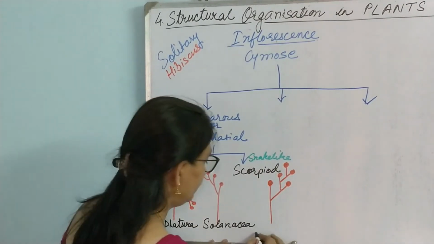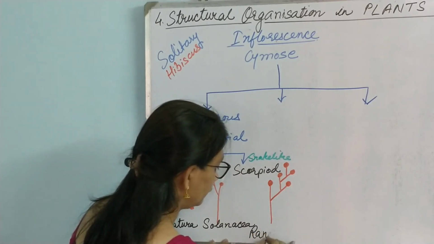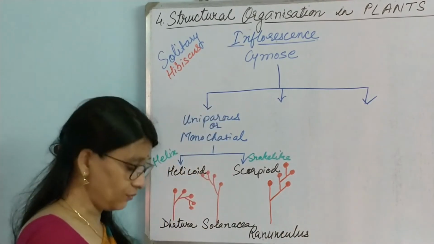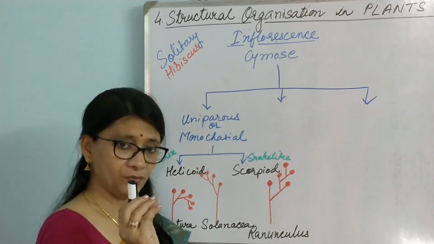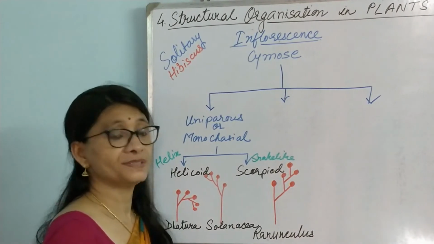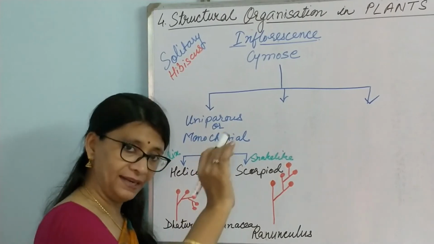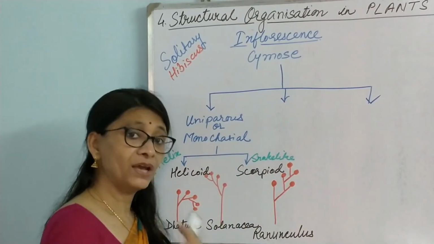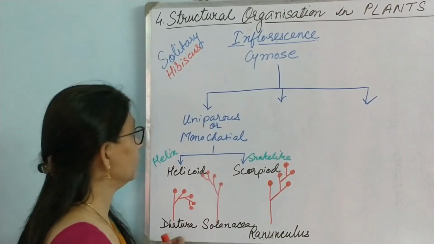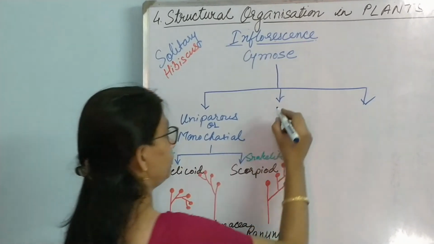The example is Ranunculus. These flowers are found everywhere. They are small yellow-colored flowers which you see on the roadside. Next time just have a look at the inflorescence and you will come to understand. This is scorpioid, where the branch ends in a terminal flower and the lower portion gives rise to the next flower, and they move in a zigzag pattern. So this is the uniparous scorpioid type.